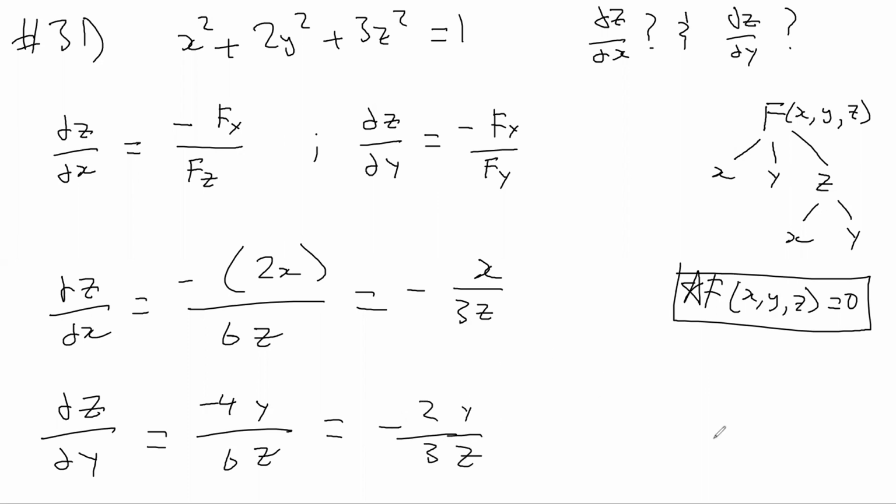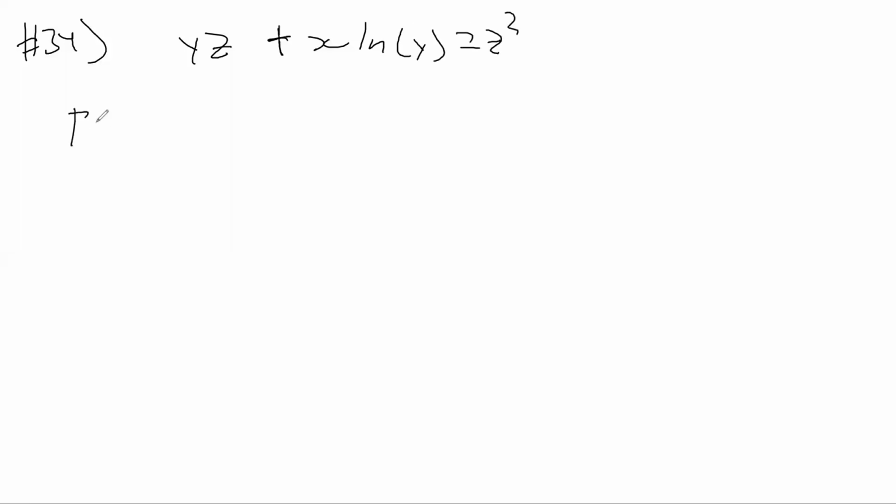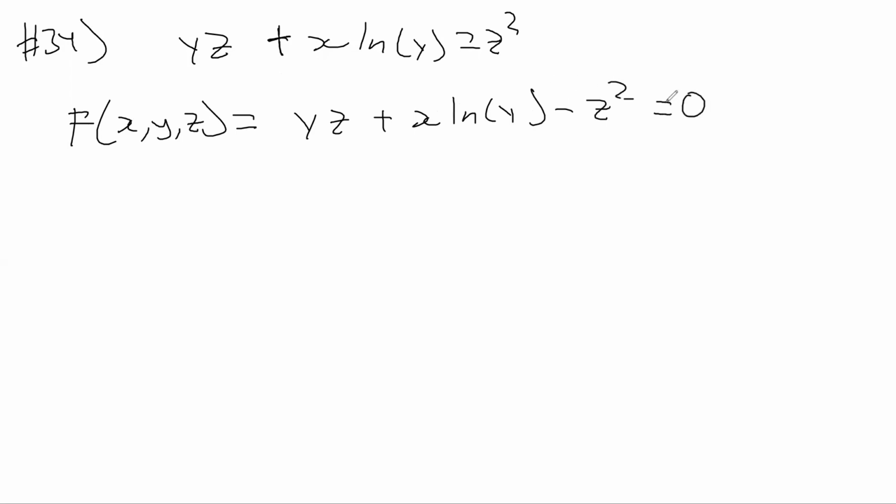All right, that's basically it for implicit differentiation. So let's do one more before we move on to the next chapter. Let's look at number 34. Same exact thing: we're trying to find what dz over dx is and what dz over dy is. We have yz plus x ln y equal to z squared. So in this case, f of x, y, z is equal to yz plus x ln y minus z squared, which is equal to 0. Again, move everything over to one side.